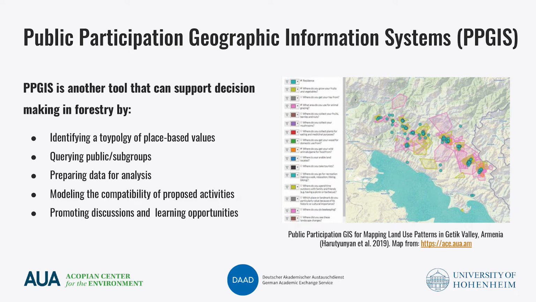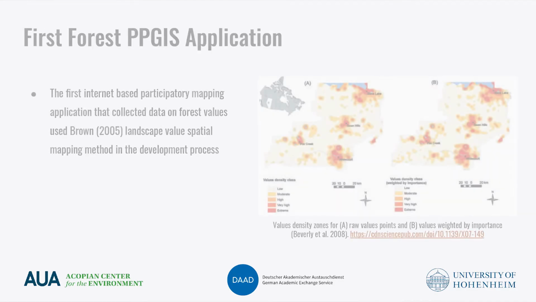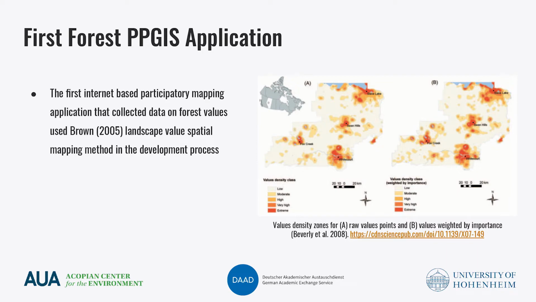PPGIS tools provide a collective understanding of forest value through visualizing spatial data by identifying a typology of place-based values or data, querying the general public or subgroups about the meaning or distributions of the values, compiling and preparing the data for analysis, modeling the compatibility of proposed activities or decisions with the public data collected, and promoting public discussions or learning opportunities. The first internet-based participatory mapping application that collected data on forest values used Brown's 2005 landscape value spatial mapping method in the development process.